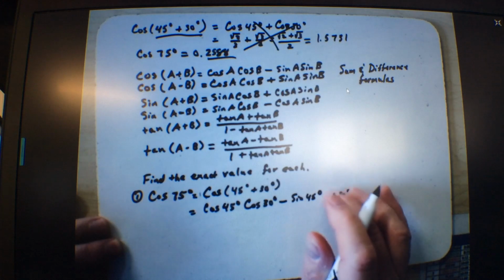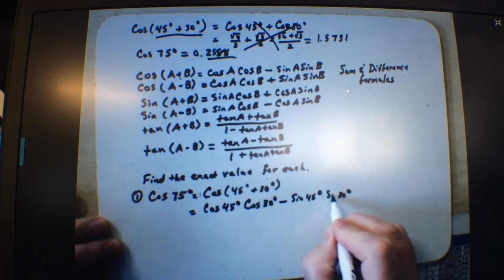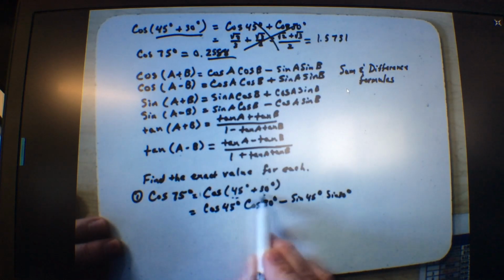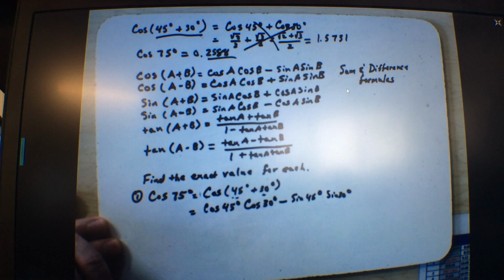Hold it, this is sine. What would happen if, like, say you put 30 as the A and 45 as the B? It doesn't matter. I can flip these two in this. That's a good question.